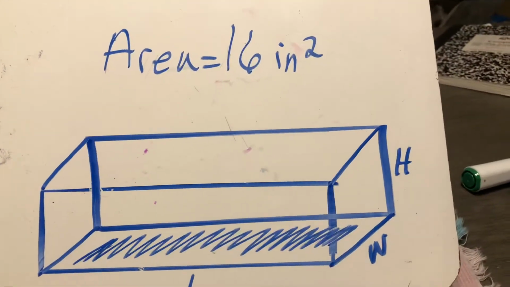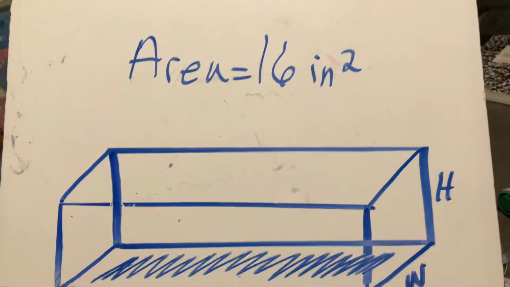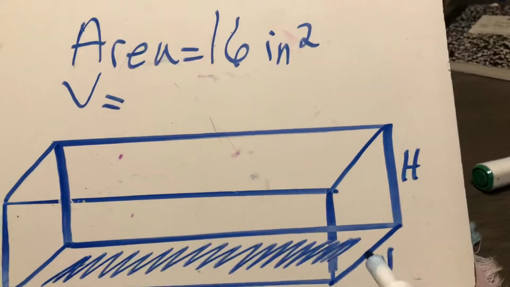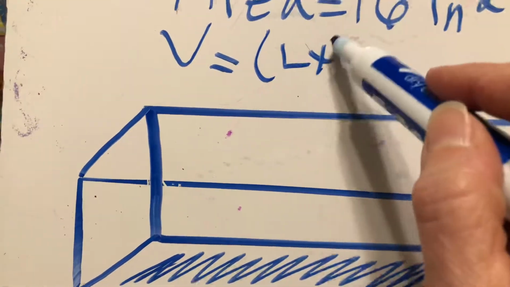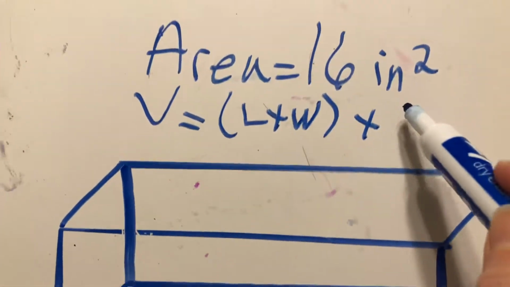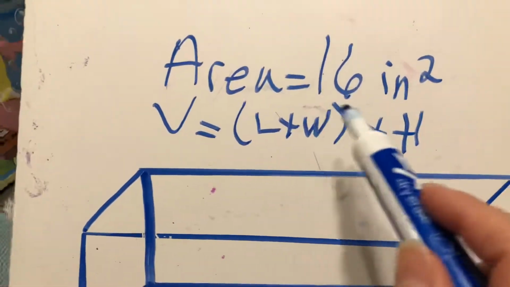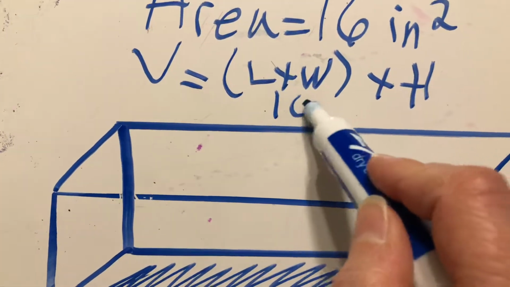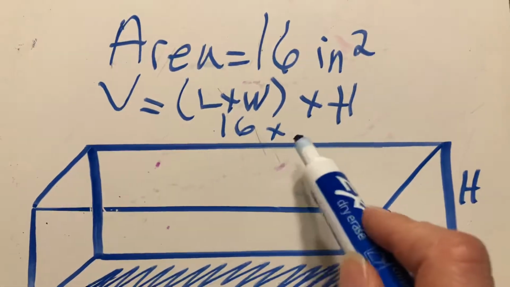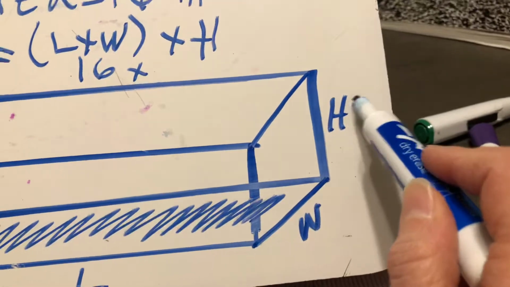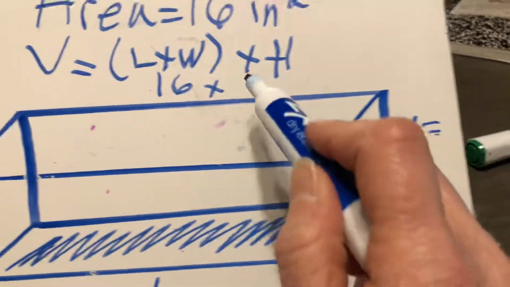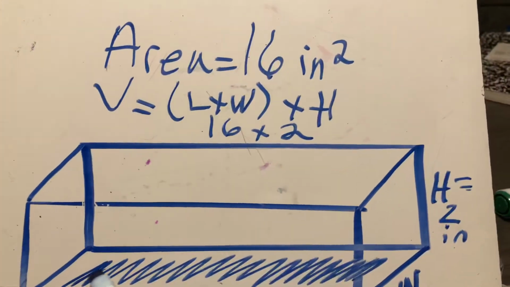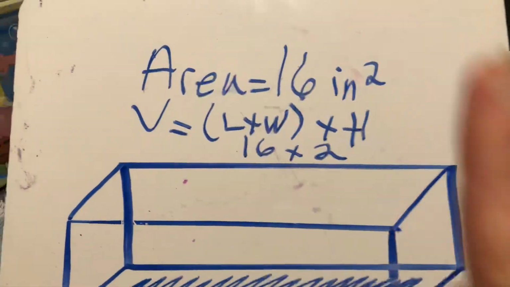And what if I told you the height was actually 2 inches as well? Would you be able to figure out the volume? Well, we already know the length and the width, so we would have to multiply by the height. But we already know the length and width because that's the area, and the area of this rectangular prism is 16 square inches. Now all we have to do is multiply it times the height, which I told you was 2 inches. So now all we have to do is take 16 times 2, and that will give us the volume. See if you can figure that out.